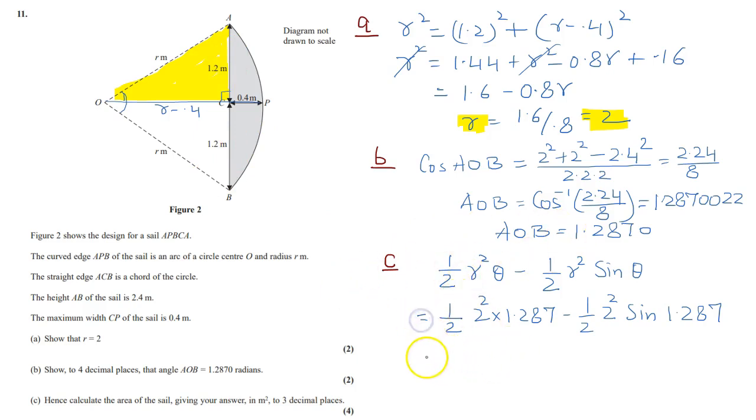So that will be equal to 1.287 multiplied by 2, so it will be 2.574, minus this area will be 1.9191. So that is equal to 0.6549. So up to 3 decimal places it will be 0.655.